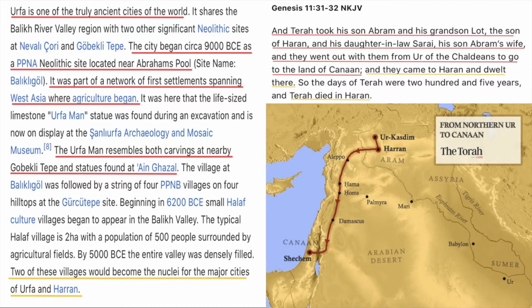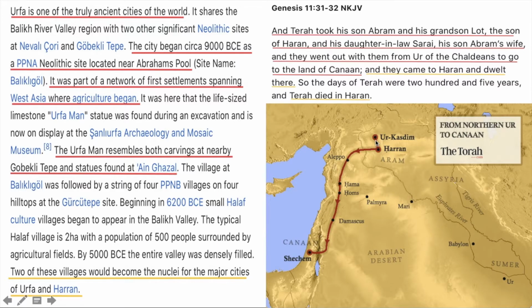And Terah took his son Abram, and his grandson Lot, the son of Haran, and his daughter-in-law Sarah, his son Abram's wife, and they went out with them from Ur of the Chaldeans to go to the land of Canaan. And they came to Haran and dwelt there. So the days of Terah were 205 years, and Terah died in Haran. So it makes a lot of sense for Abram to migrate from Ur to Haran and then eventually make their journey all the way to Shechem.